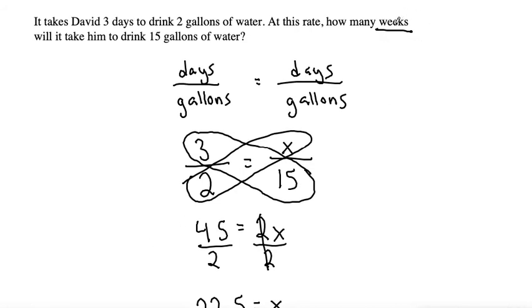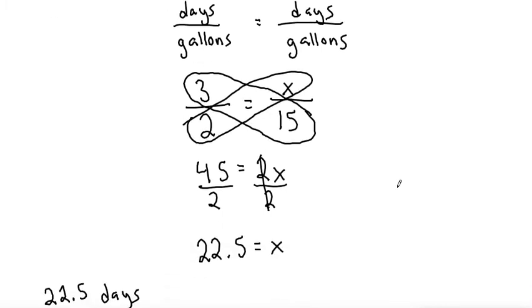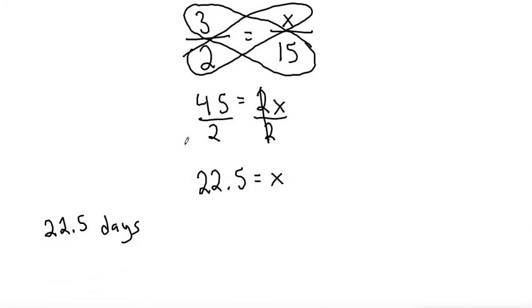But we're not looking for the number of days it takes him to drink 15 gallons of water. We're looking for how many weeks. So after we find the number of days, we need to use a conversion factor. I like to do a conversion method multiplying by a fraction. We need to know the relationship between days and weeks. So the relationship between days and weeks is that there are 7 days in 1 week.